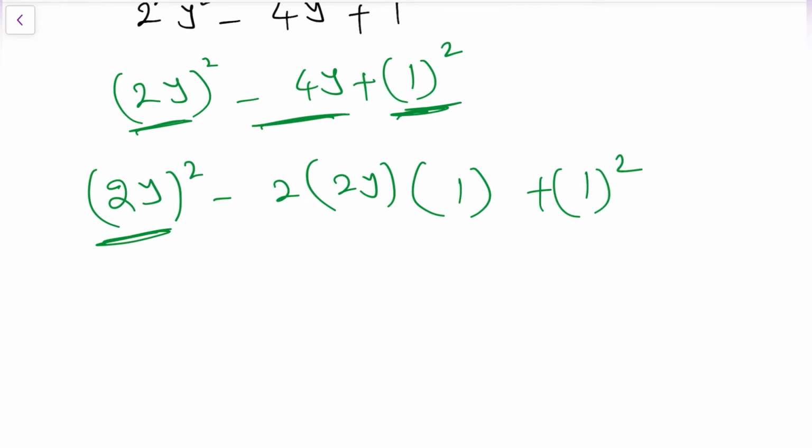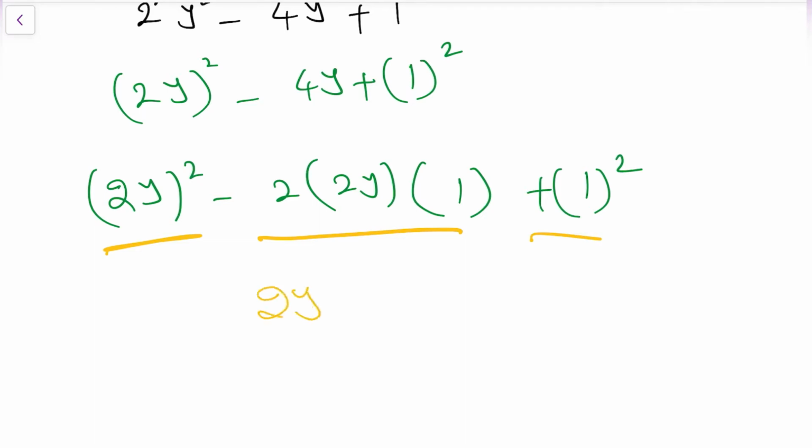as it is. So now if we observe this last line clearly, it is in the form of a² minus 2ab plus b². a² minus 2ab plus b² is nothing but (a minus b)². So a is 2y and b is 1. So the factorization of the given question is (2y minus 1)². Let us move to the next question.